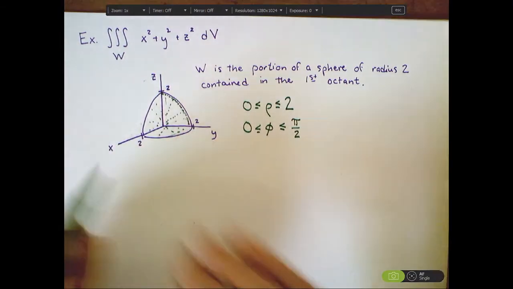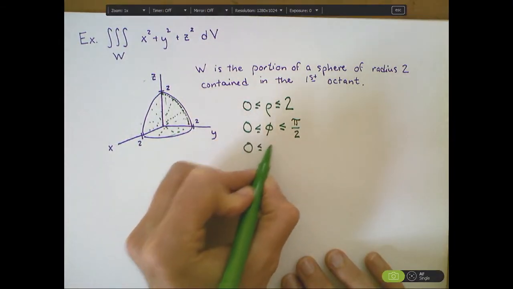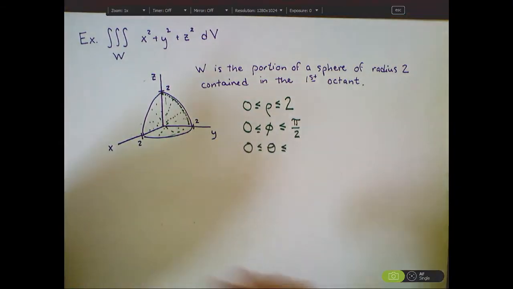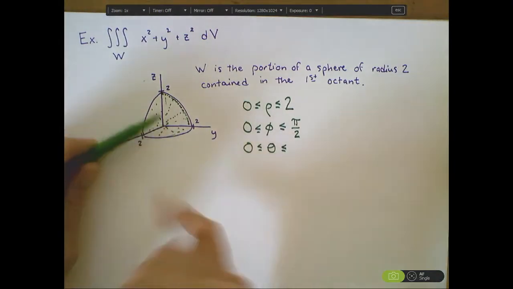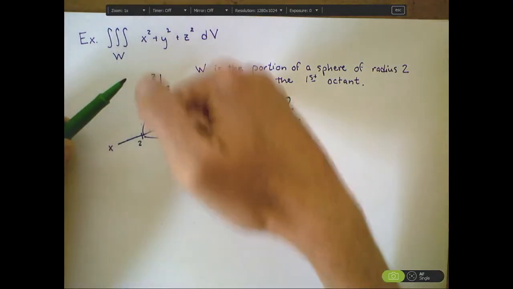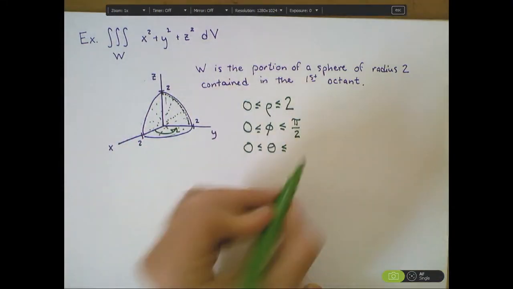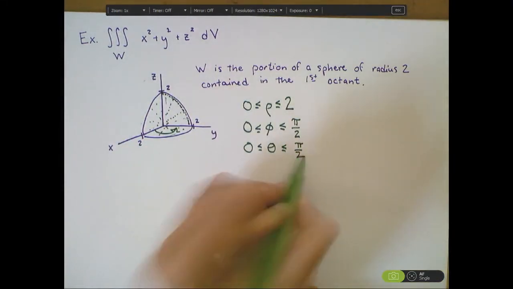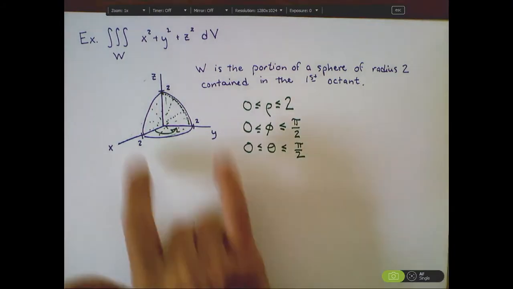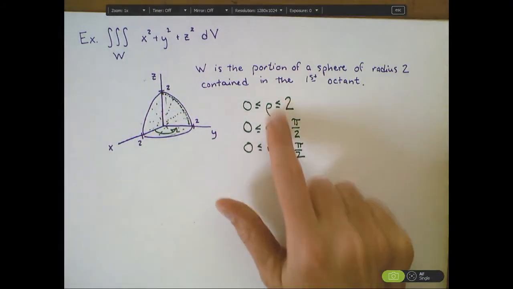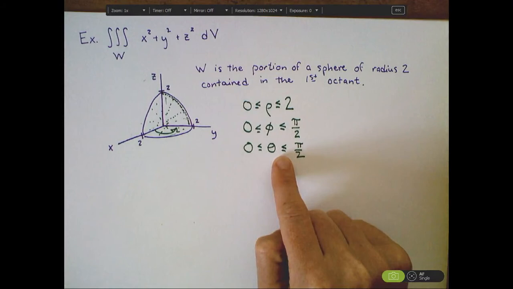The same thing is true of our angle theta. Theta measuring the angle that's traced out with the positive x-axis that I want to swing in a quarter circle until I hit pi over 2. Thus, the bounds for this region W are going to be really simple in spherical coordinates.